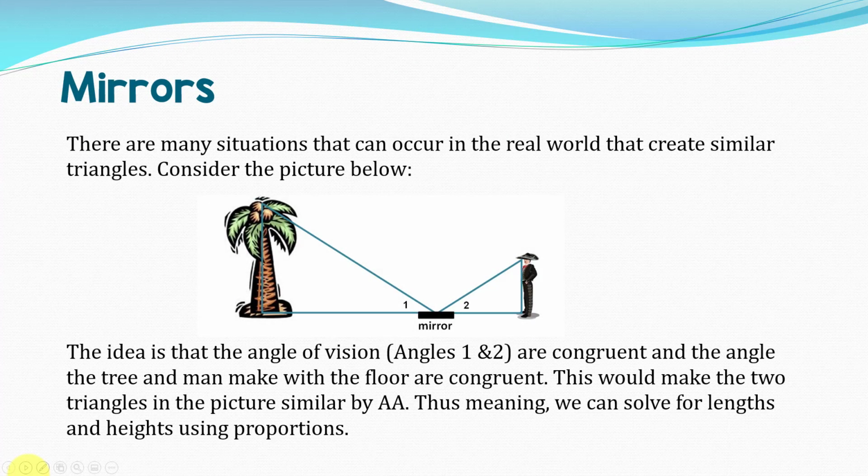Okay, so these problems were set up where you're looking at a mirror on the ground, there's a tree, there's another mirror on the ground. So basically what you're creating is two similar triangles, because you have this congruent to this, and they're each making a right angle with the ground. When you see a setup like this, we're just going to use proportions. Because they're similar, we know they're proportional, so that means we can solve for things in these problems.